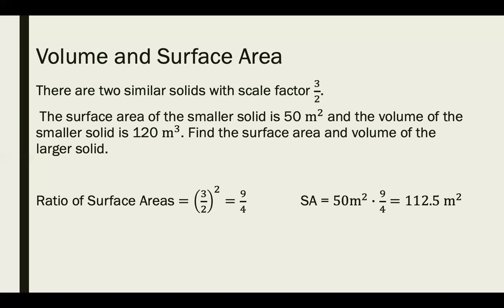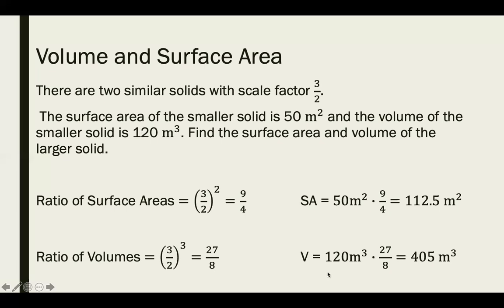Okay, what about the volume? Well, to find the ratio of the volume, we need to do our scale factor cubed. So we do 3/2 to the third power. Each of those numbers to the third are 27 and 8. So that's our ratio of the volumes. We're going to multiply that by our 120 and get an answer for our volume of 405 meters cubed.